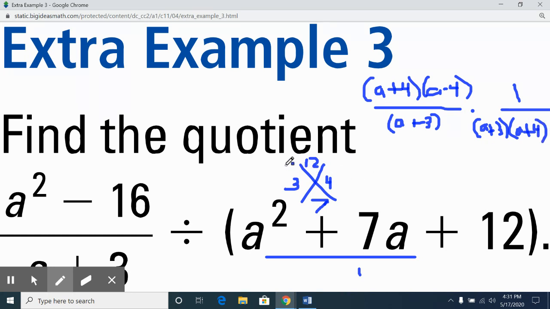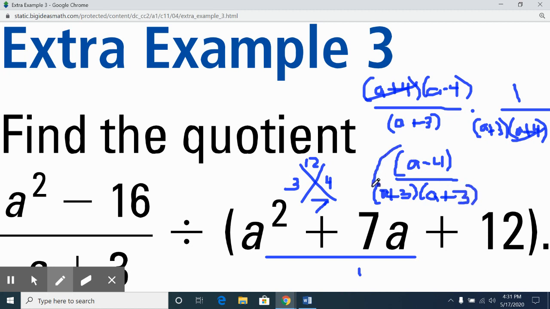All right, now I can cross cancel right now. So a plus 4 is gone on the top and the bottom. All right, and then I have an a minus 4 on the top. There's no a minus 4 on the bottom, so I can't do anything with it. So I know that's part of my answer. A plus 3 and a plus 3, I can just put them next to each other. So my final answer would look like this.